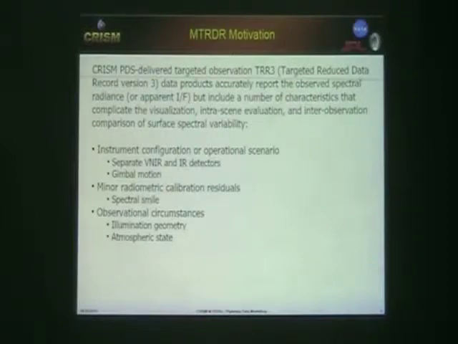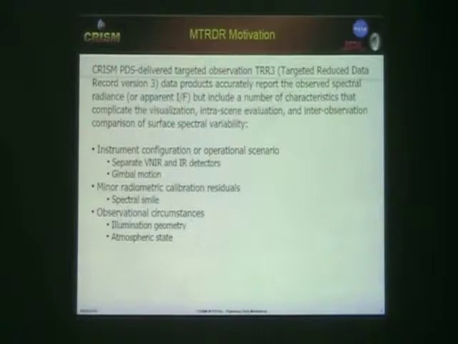The origins of some of these various little idiosyncrasies come from lots of different places. CRISM, as we'll see in a second, has two different detectors. So the full wavelength range goes from about 400 nanometers to right about 4 microns, and the split of the wavelength covered into two products causes some difficulties with some specific kinds of analyses.